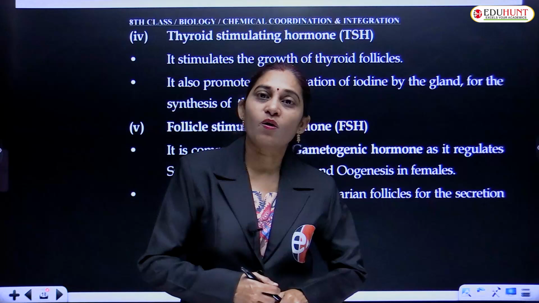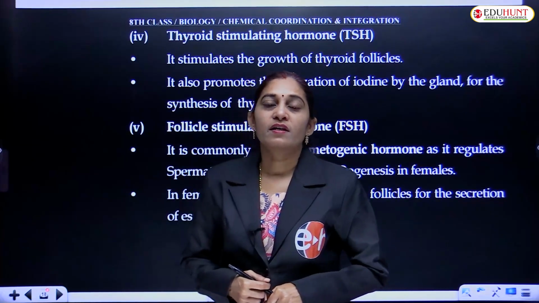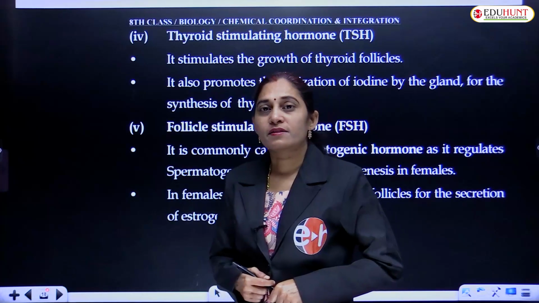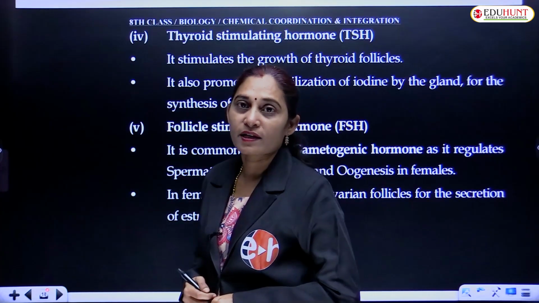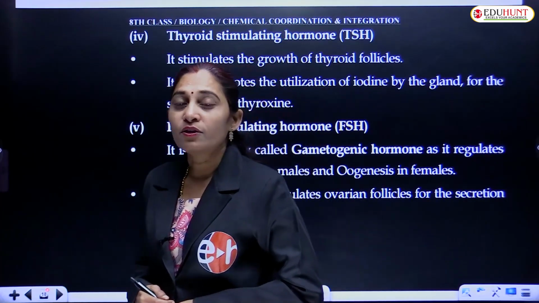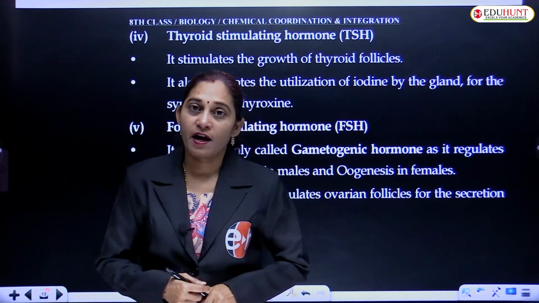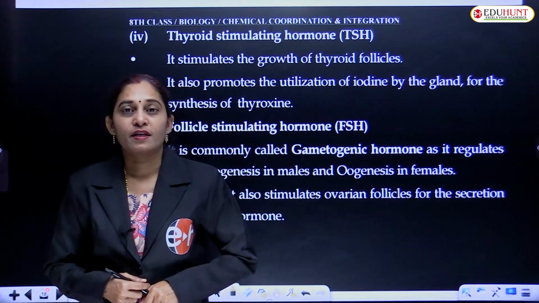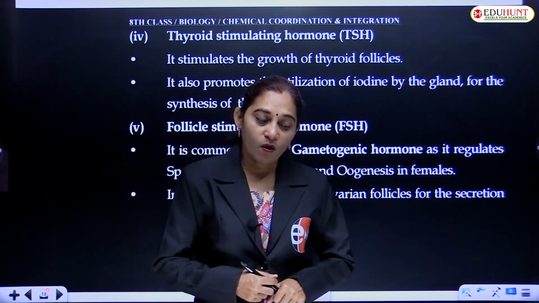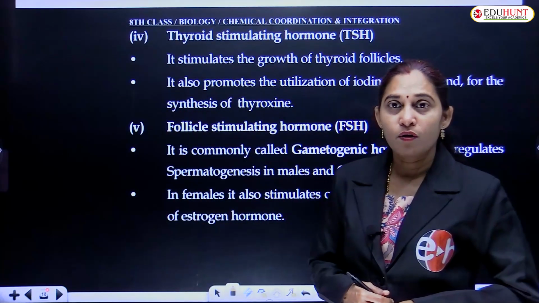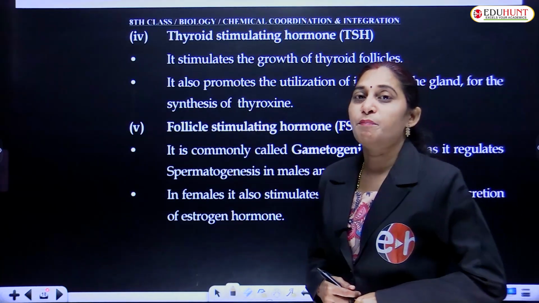There is also neural coordination, where the neurons transmit the signals, the stimuli. But neural coordination is short-lived and rapid, whereas chemical coordination is rather slow, but it is persistent.